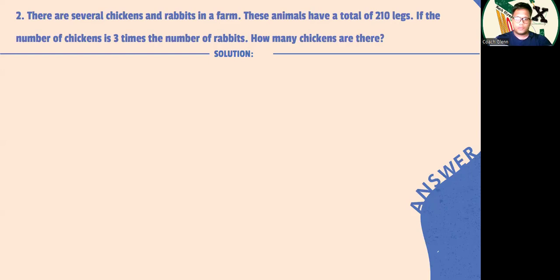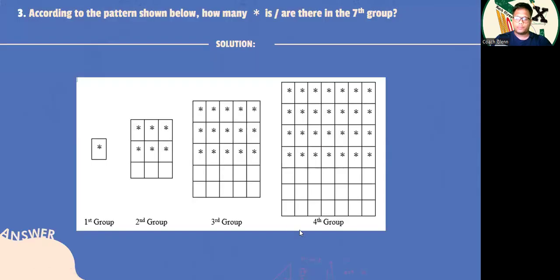Sir, I think number 2 was a different question than that. The question for number 2 is: according to the pattern shown below, how many rectangles are there in between the first and the last? Okay, for number 2, we skip that one because the figure is not visible. So let's go to number 3 first.